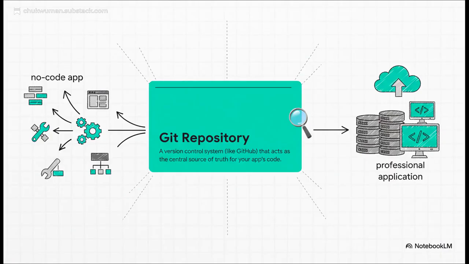A Git repository, like the ones on GitHub, is basically the master blueprint for your app. It's the one and only official version of your code. And it doesn't matter what tool created that code. Once it's in GitHub, it's ready for the big leagues.